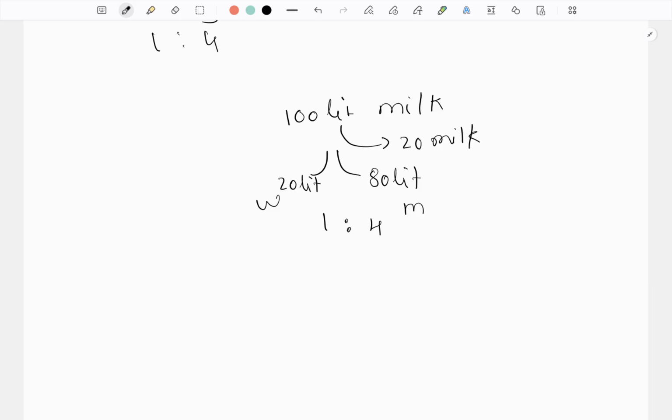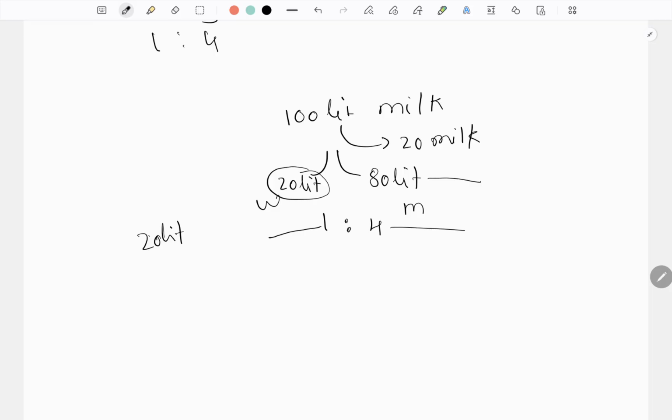Suppose now whatever liters I remove now, that is from the mixture. So in what ratio will the mixture be? The same 1:4 ratio. Means if I remove 20 liters, 1 part will be water and 4 parts will be milk. Again, if you find the ratio, it will be the same 1:4. Let us see that. 20 liters I am removing. Now 20 liters of water is there, 80 liters of milk is there.